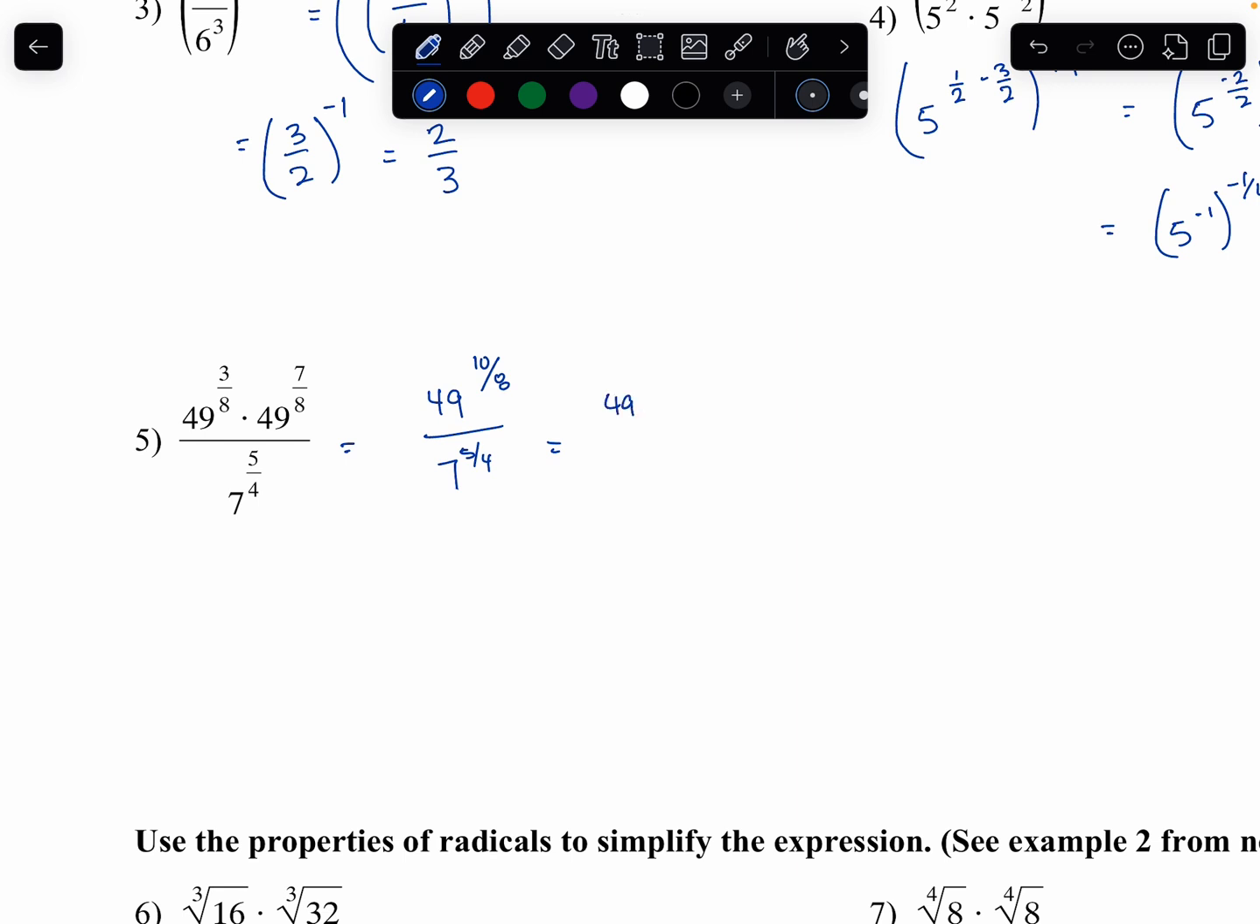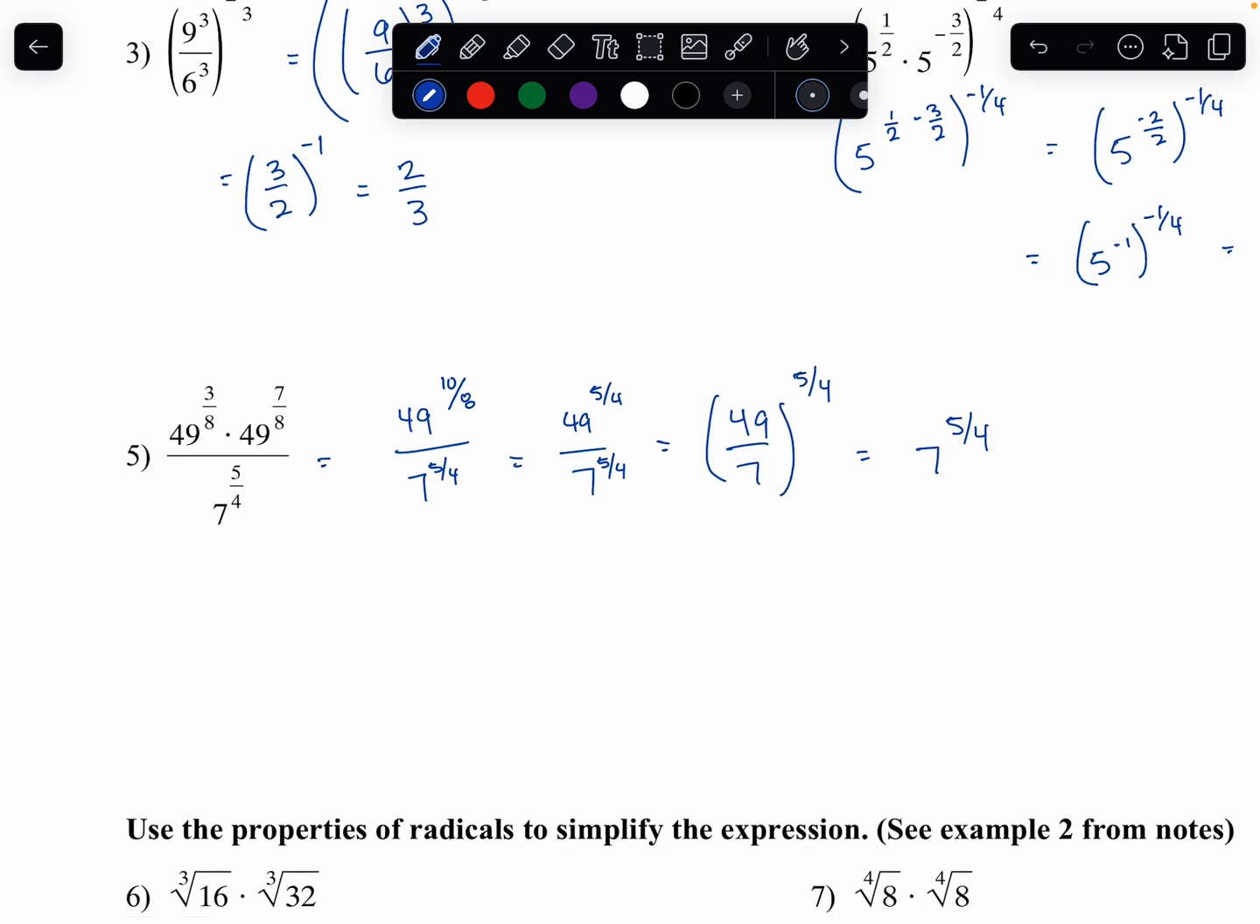So this is 49 to the 5/4 over 7 to the 5/4. And now that they have the same powers, I can actually write it as 49 over 7, all raised to the 5/4. And then I can divide 49 and 7, so that's going to be equal to 7 to the 5/4. Just like that. And I think we can leave it like that. Okay.